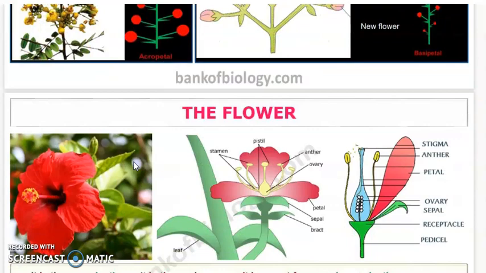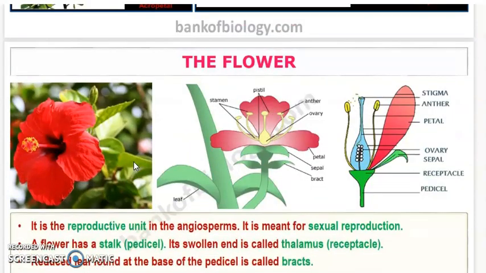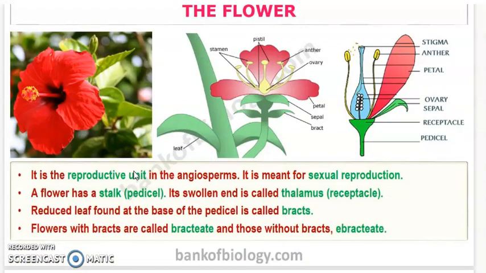Okay, so now we are going to learn about the next part, which is the flower. We learned about inflorescence, how the flowers are arranged on the floral axis. Now we will learn about the structure of the flower. The flower is the reproductive unit in the angiosperms. We know that, right? It acts as the reproductive part, and it is meant for sexual reproduction.